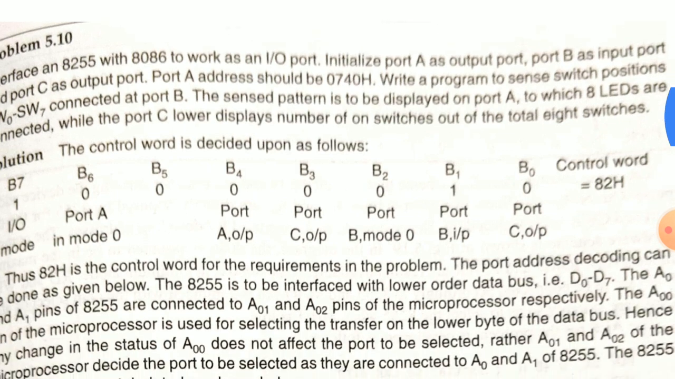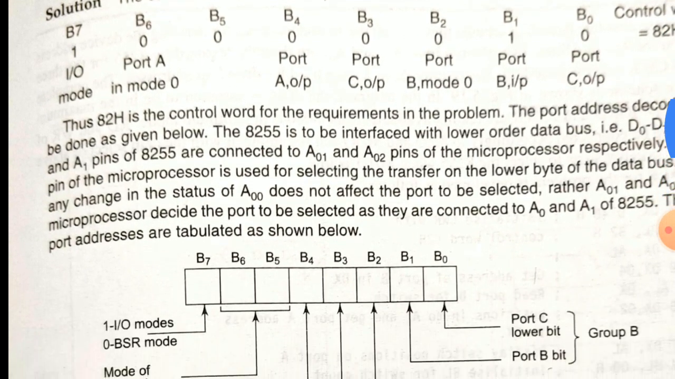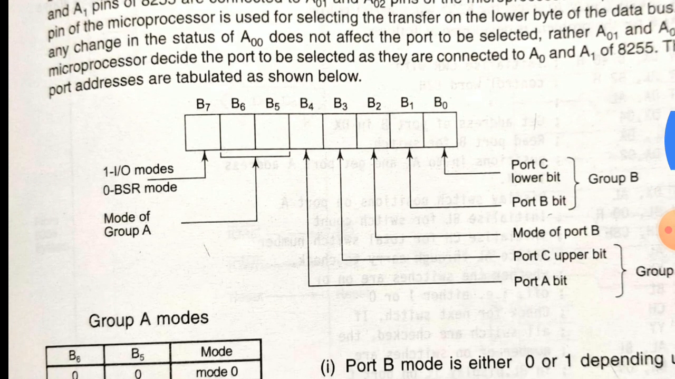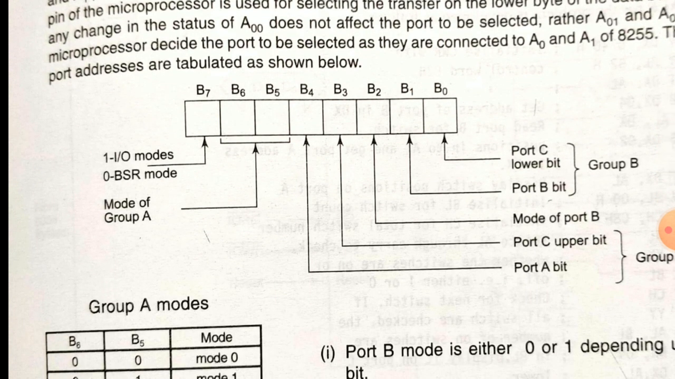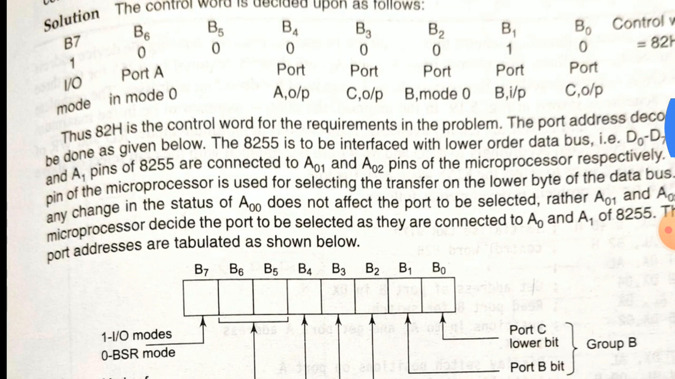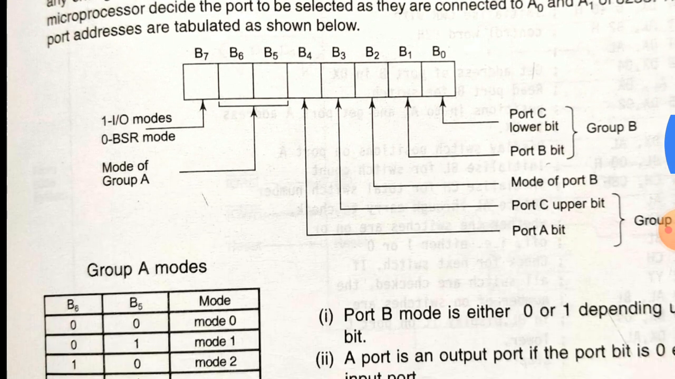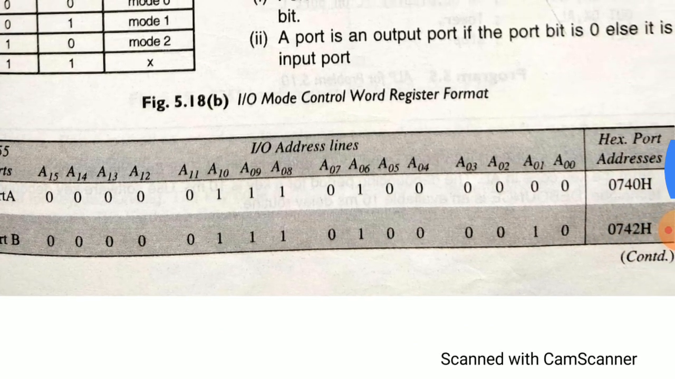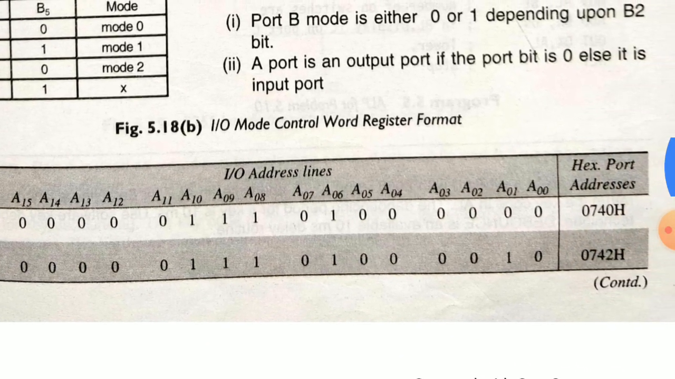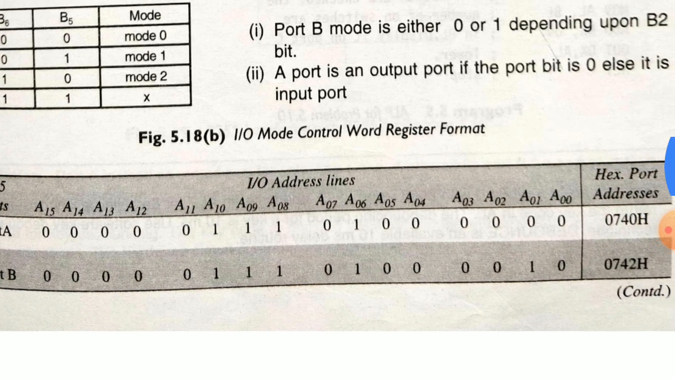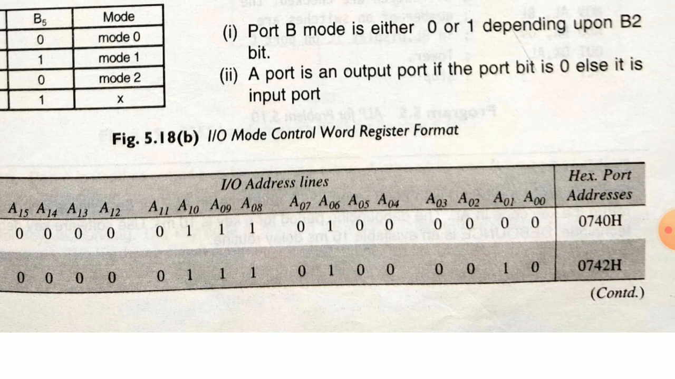And the next thing is the control word register format. According to our control word register format, the required value is formatted. And the next thing is the IO address lines. For port A, the address is already given in the question itself. For port A, the address is 0740H.